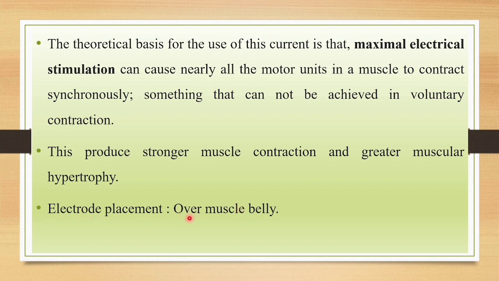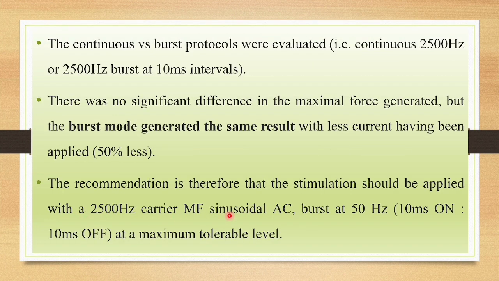And the electrode placement should be over the muscle belly. The continuous versus burst protocols were evaluated. That is, continuous is 2500 hertz or 2500 hertz burst at 10 millisecond intervals. There was no significant difference.